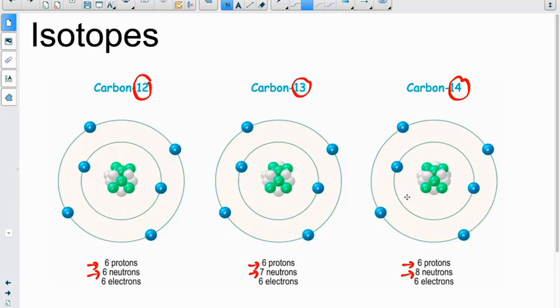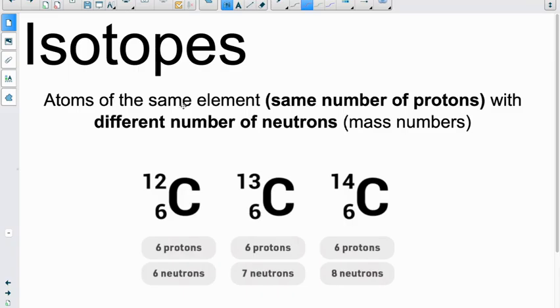Now, why does this happen? This is just nature. We find these in nature. We say that carbon has 3 isotopes, carbon 12, carbon 13, and carbon 14. Notice that the number of electrons is also the same as the number of protons, just like we learned in the last slide. So how do we describe isotopes then? Isotopes are atoms of the same element, which means they have the same number of protons with different numbers of neutrons or mass numbers. So this again is the carbon atoms that I showed you on the last slide.